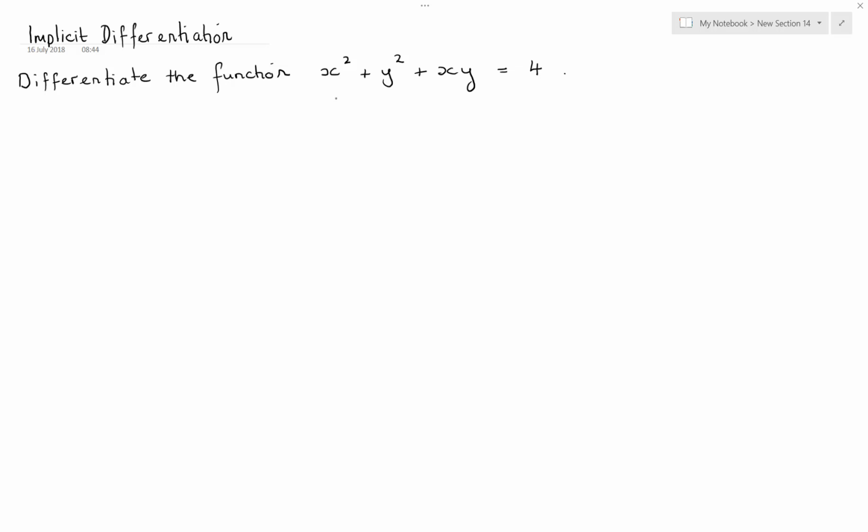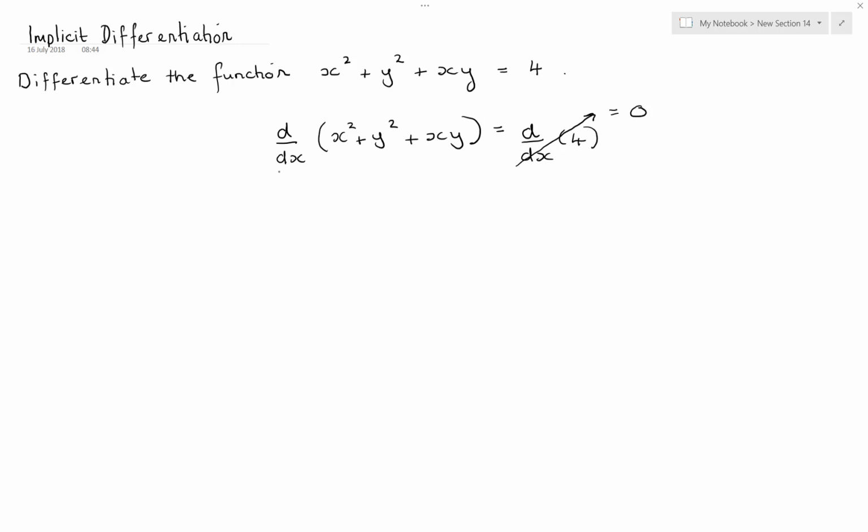So to do so, what we must do is differentiate both sides with respect to x. So I'm going to do d by dx of the left hand side, so that is x squared plus y squared plus xy. And as we know, what we do to the one side we must do to the other, so I'm also going to take the derivative of 4. Now 4 is a constant, and we know that when we differentiate a constant we get 0. So the right hand side of this equation is 0. So all I'm left to do is this derivative on the left.